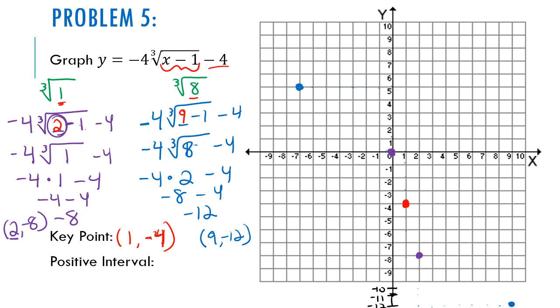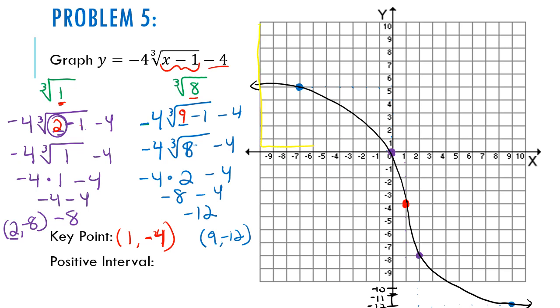And so now I can go ahead and connect the dots. So our graph looks something like this. It does ask for positive interval, and I just want to go over positive interval again just to refresh your memory.